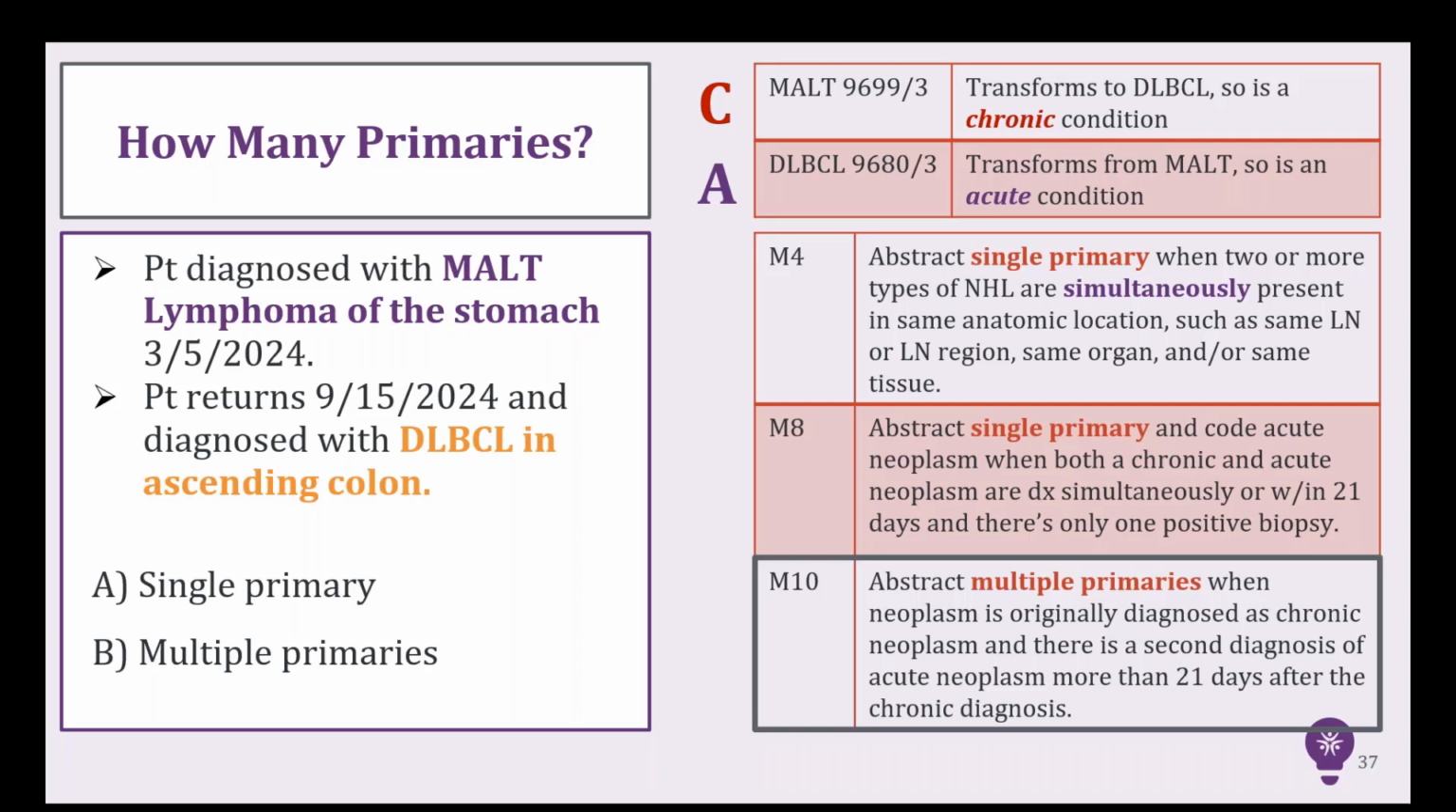I would say M9 does not apply, so we get to M10. M10 instructs to abstract multiple primaries when a neoplasm is originally diagnosed as chronic, which sounds like our case, and then there's a second diagnosis of acute more than 21 days after. So this is just like our scenario. We were originally diagnosed with the chronic MALT, and more than 21 days later, the acute DLBCL. So we will prepare 2 abstracts for this patient because the rules told us it's multiple primaries.